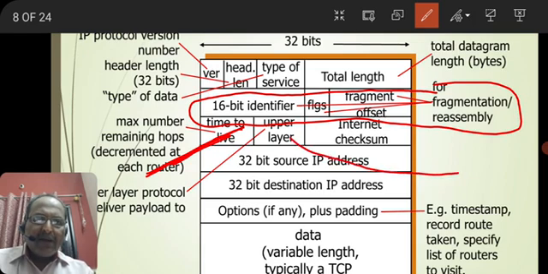The upper layer protocol and the internet checksum, these two, we call process execution. Now, the 32-bit destination IP address has different varieties of options, and each time an option is to be carried out, for example a timestamp or record route, taken specifically, all these things are important.